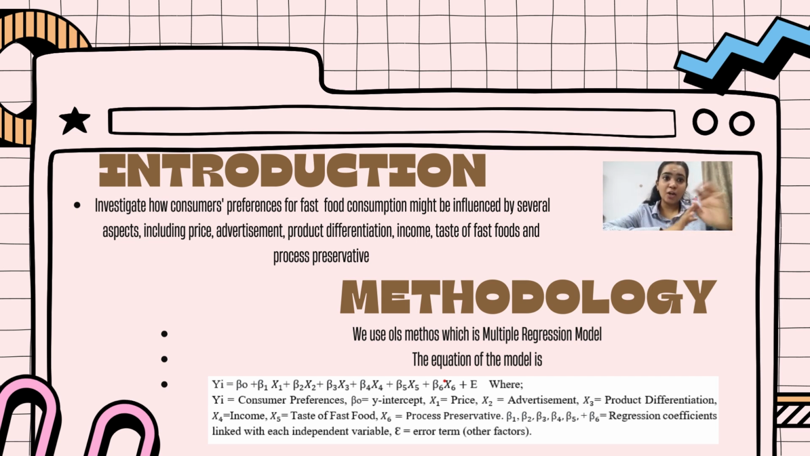For the methodology part, we used the OLS method, which is a multiple regression model, to detect which factor has more effect. This is the equation on the screen. So in the equation, y is the consumer preferences, beta 0 is the y-intercept, x represents each of the factors I just mentioned, and e is the error of the model.